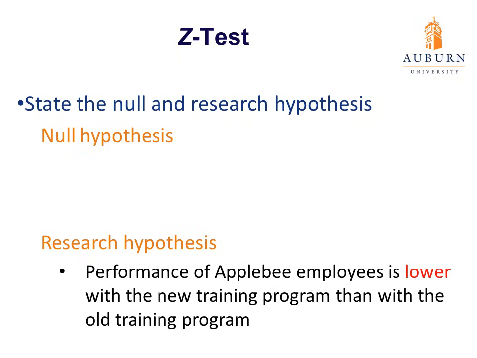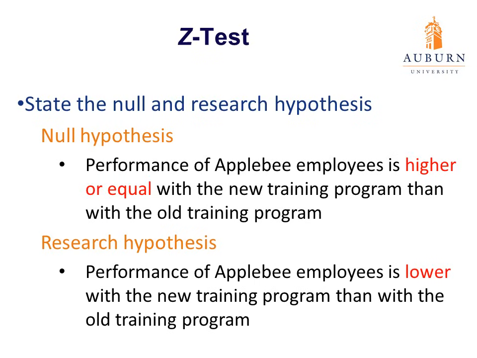Again, it's easier to start with the research hypothesis if you have a one-tailed test. In other words, you're looking in only one tail of the distribution. And so here we would say that performance of Applebee's employees is lower with the new training program than with the old training program. Once we have the research hypothesis, it's then easier to go back and do the null hypothesis. So if we expect that performance will decrease based on the research hypothesis, then our null hypothesis is going to be that we expect performance of Applebee's employees to be higher or equal with the new training program than with the old training program. So again, we have to account for the entire distribution, not only where it's higher and lower, but also in the middle where it's equal. And so the null will be higher or equal with the new training program.